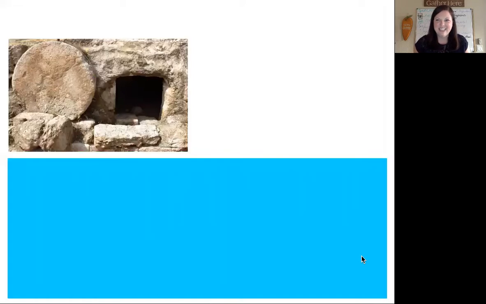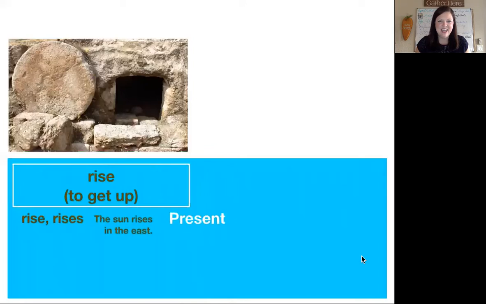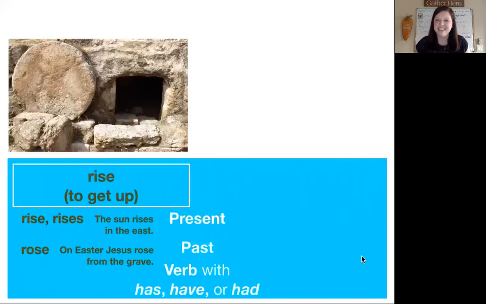Moving on. Easter is right around the corner. Did you see my big carrot that I put up as some Easter decor? All right. Rise means to get up. The present tense is rise or rises. The sun rises in the east. It gets up, it moves up. Past, rose. On Easter, Jesus rose from the grave. A verb with has, have, or had in front.